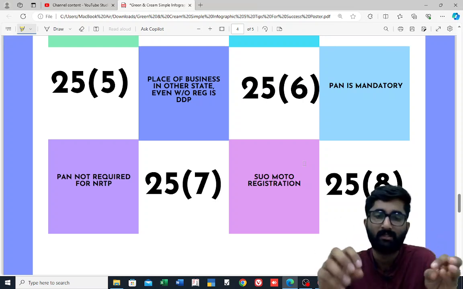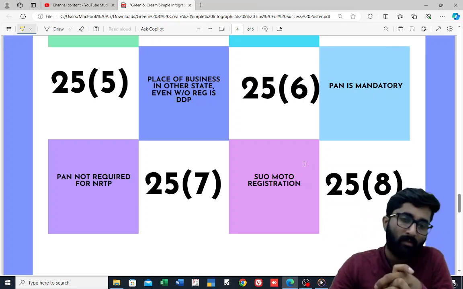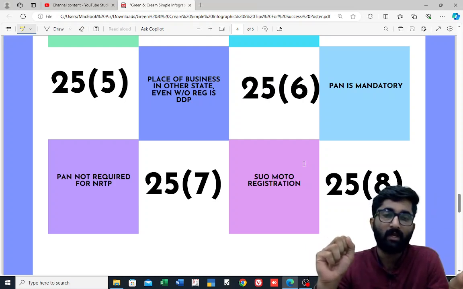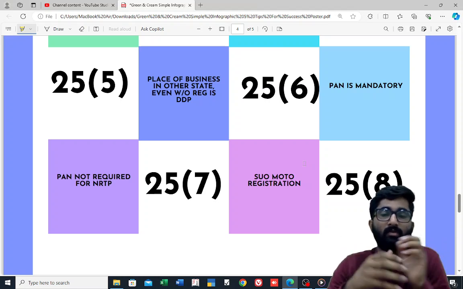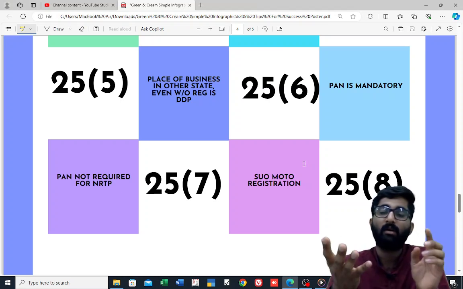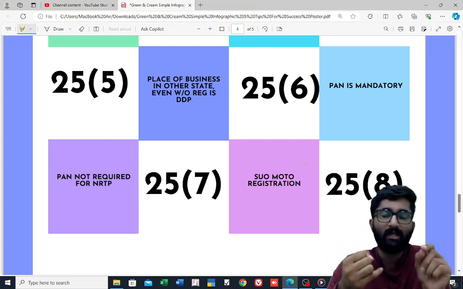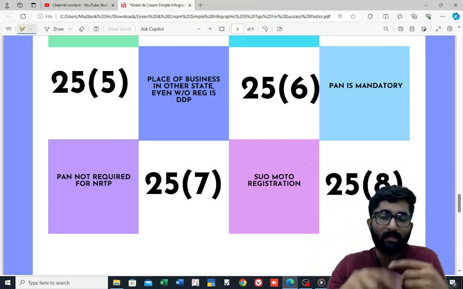These are the important subsections that we discussed in section number 25, and there are some rules also. For section number 25 we have discussed rule number 8 and rule number 9. Rule number 8 is talking about how you have to apply for registration in GST REG 01. In GST REG 01, there are two parts, part A and part B.